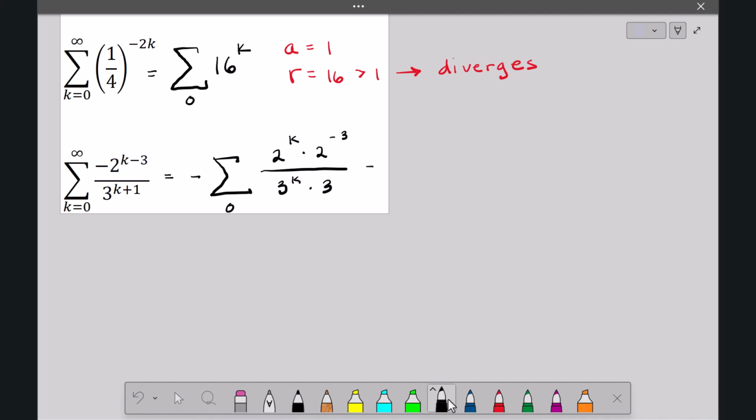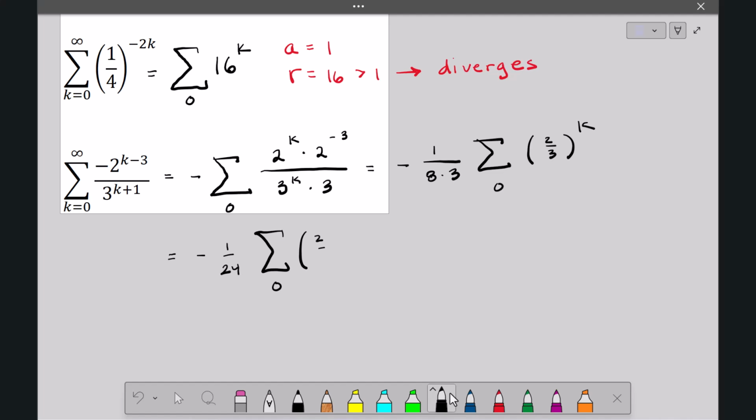Those constants can come out to the front. So we have a negative, and then in the numerator, that will be 1/8, which will push that 8 into the denominator. So we will end up with 1 over 8 times 3. Series goes from 0 to infinity of 2/3 to the k. Okay, so now we can simplify this to -1/24 out in front, multiplied by this simplified series, k 0 to infinity, of 2/3 to the k.